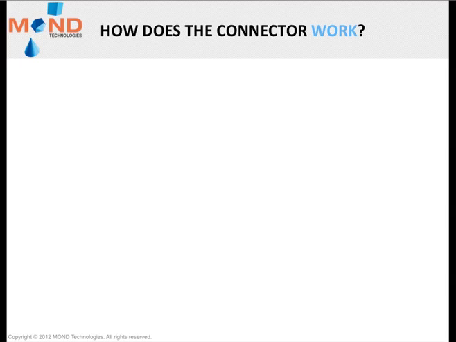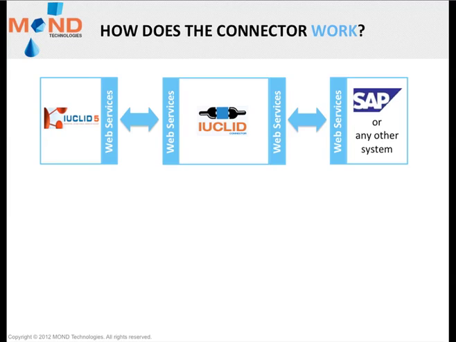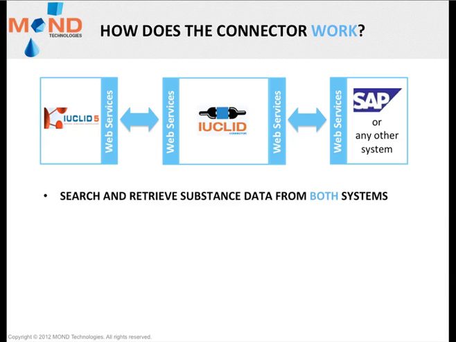Now how does the connector work? So typically your Euclid 5 and your ERP systems reside in two different locations, two different servers, two different data centers. The Euclid connector uses web services technologies in order to connect to both systems. With that, it is possible to search and retrieve substance data from these systems.